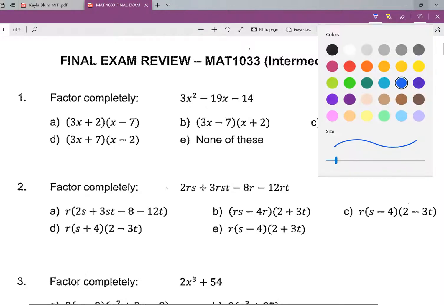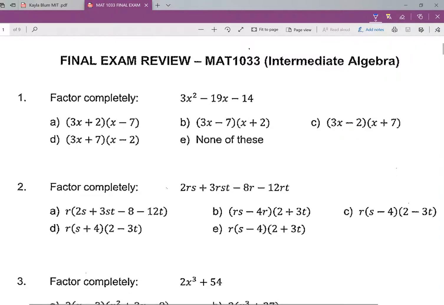So we're going to begin with factoring. And in this case, basically the directions are to factor completely. So what you want to do is, we're going to look at the first term, and we're going to ask what can give us 3x squared. So we know that definitely a 3 times 1 is going to work. And so this has to be the 3x, and the other side has to be the x.